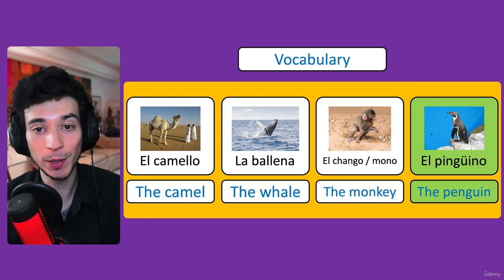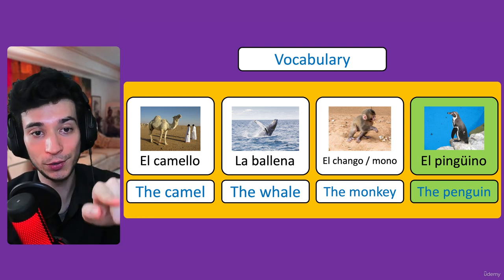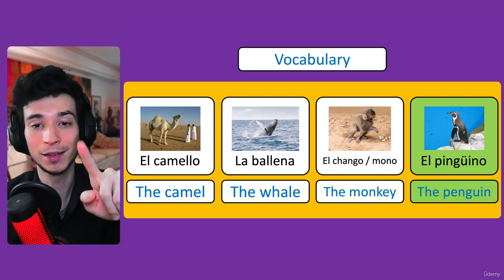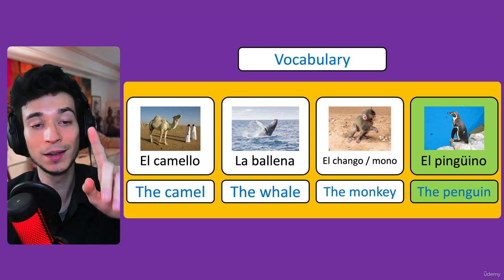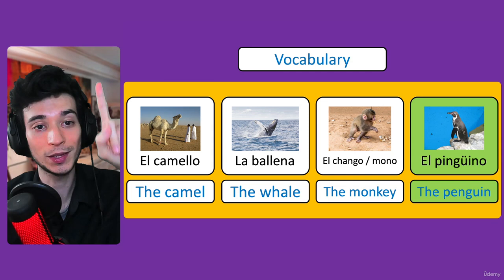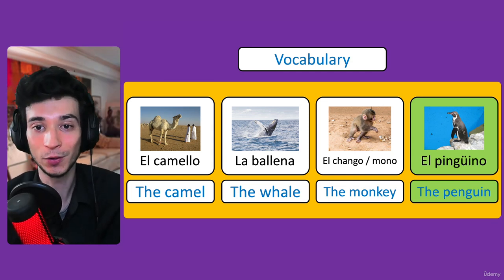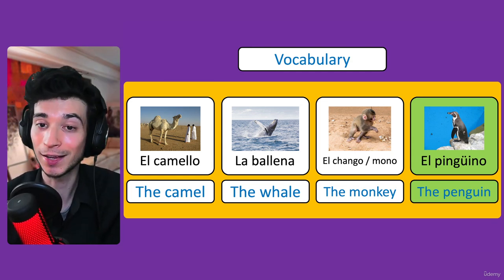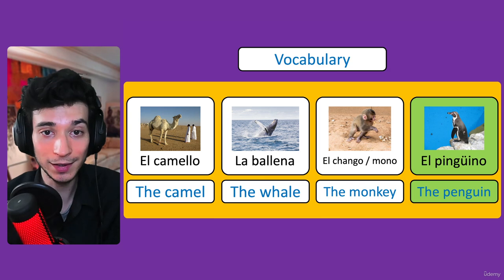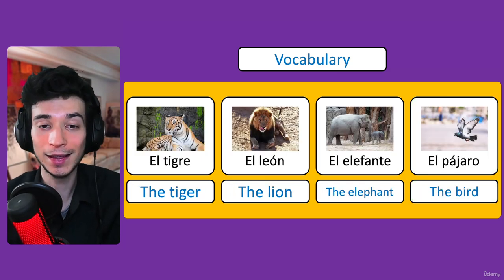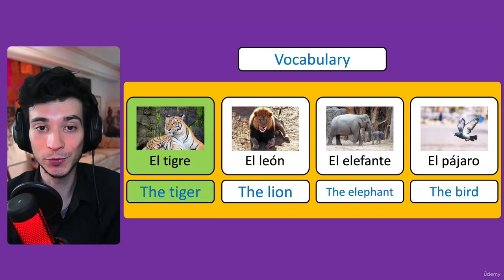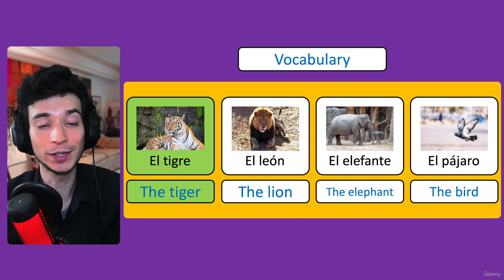So pingüino, remember to put the two dots on the U. If you don't know how to make that letter, go back to my previous video, almost in the beginning, on how to write accents. Okay, el pingüino. And the next one, el tigre, which means the tiger.